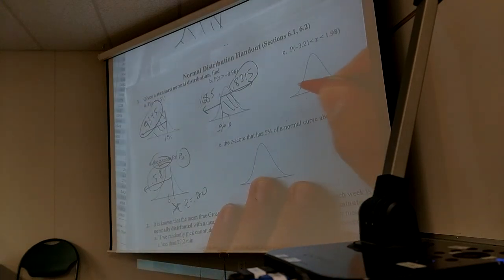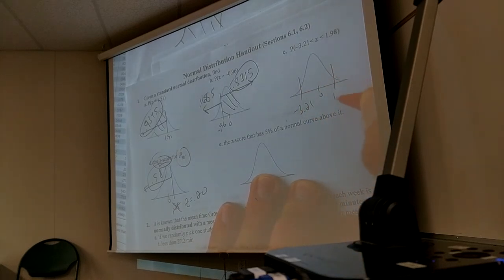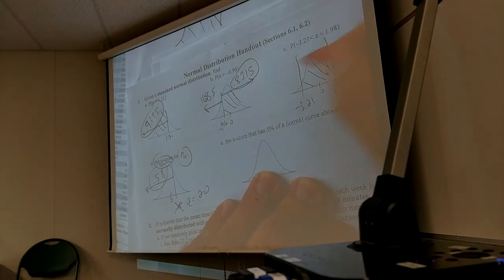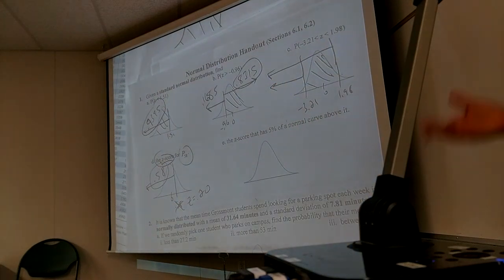And then negative 1.21 up to 1.98. This makes total physical sense. If I look up 1.98, that's too big. It's exactly this much too big. So I look up both z-scores and I subtract the areas.